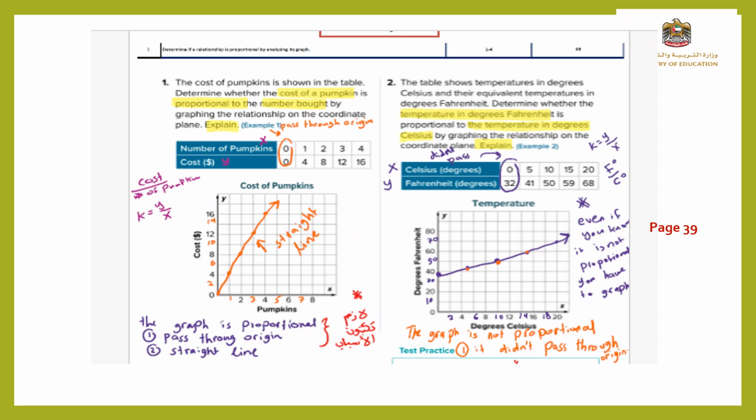Second one is it must be a straight line. Yes, this is a straight line. This is also a straight line. In these questions, the first one is a proportional relationship. This is not a proportional relationship. So if they give you a graph, there are 2 conditions to satisfy a proportional relationship. One is it must pass through 0, 0. Second one, it should be a straight line. If these 2 things are satisfied, this is a proportional relationship. The other one won't be a proportional relationship.